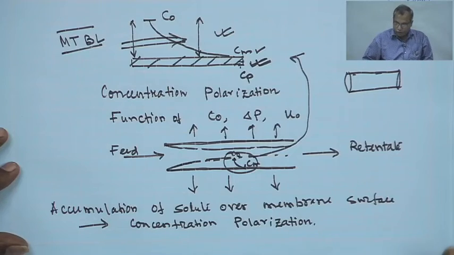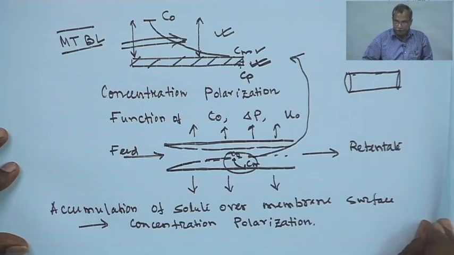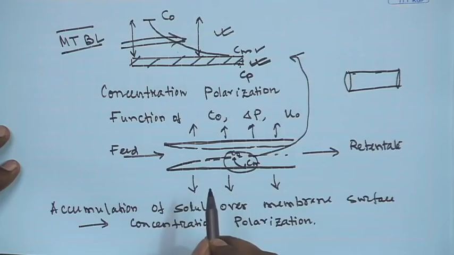Now, concentration polarization will lead to membrane fouling. As you must have understood, this mass transfer boundary layer will be offering a mass transfer resistance against the solvent flux. So, the more the thickness of the mass transfer boundary layer, the more the resistance against the solvent flux, and its value will go down. And as the duration of filtration progresses, the concentration polarization layer builds up, decreasing the throughput with respect to time.